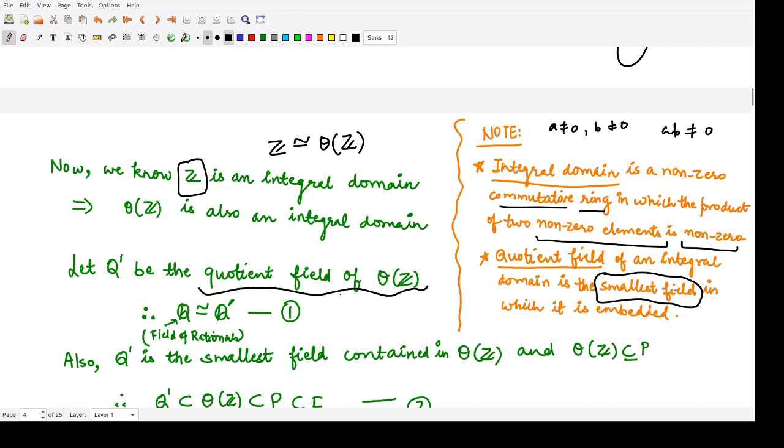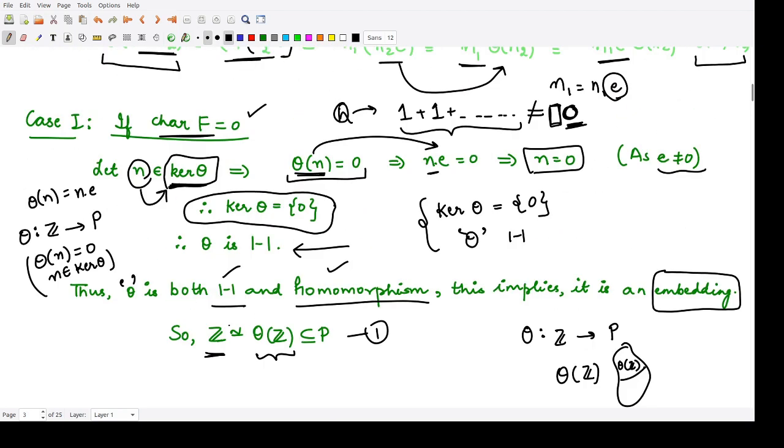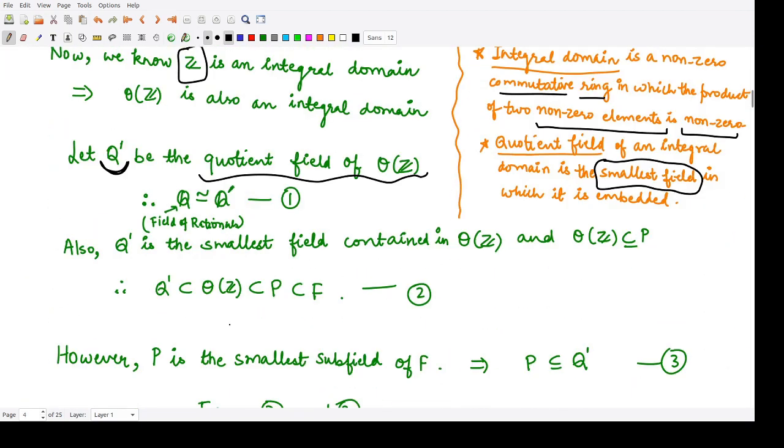So that means this Q would be isomorphic to the field of rationals, right? So next we say this Q', because this is the smallest field which is contained in θ(Z), and θ(Z) is contained in P. Therefore this Q' is also contained in P, and P in effect is contained in F. So that means we say P is the smallest subfield of Q.